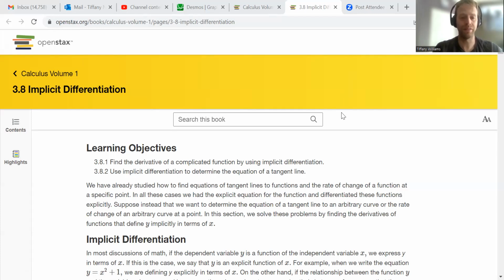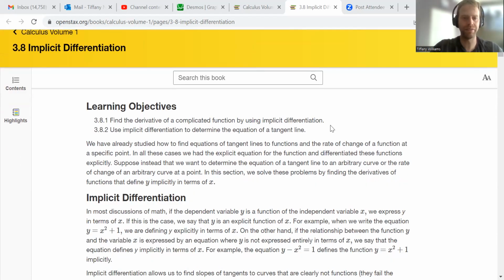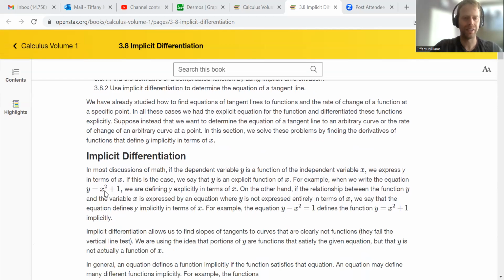Now, up until this point, whatever we've been finding the derivative of, the function has been defined what's called explicitly. It's a function y. So y is a function of x. That's what I meant to say. All right. For example, you see this function right here, y equals x squared plus 1. That function is defined explicitly. So y is defined explicitly as a function of x.